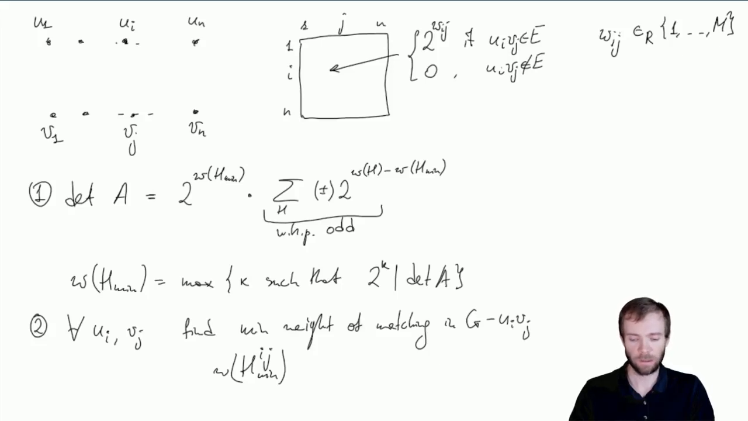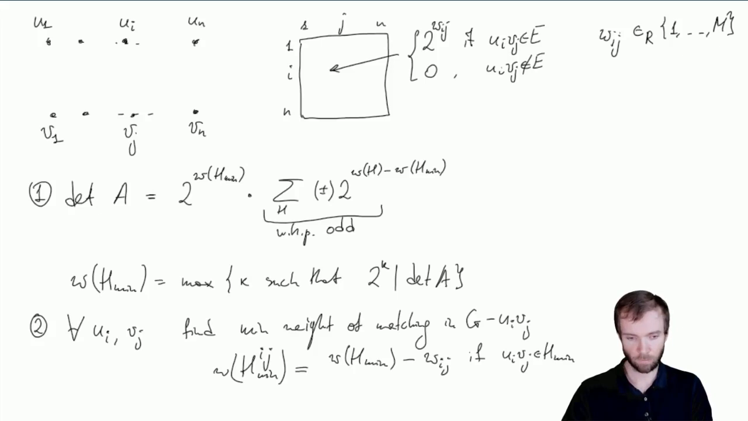if we know that this edge ui vj participated in a unique minimal weight perfect matching in G, then to get a minimal weight perfect matching in this graph, all we need is just to take the minimal weight perfect matching in G and remove the edge from ui to vj. So the weight of H min ij would be equal to W of H min minus wij if ui vj was in H min. And can the matching in this graph have a smaller weight than this?